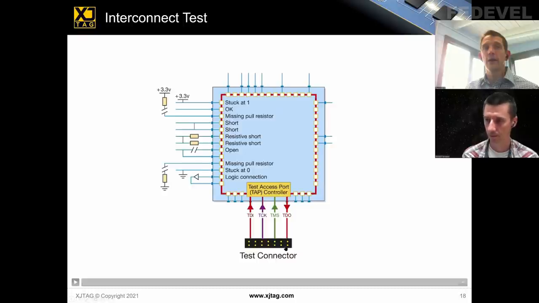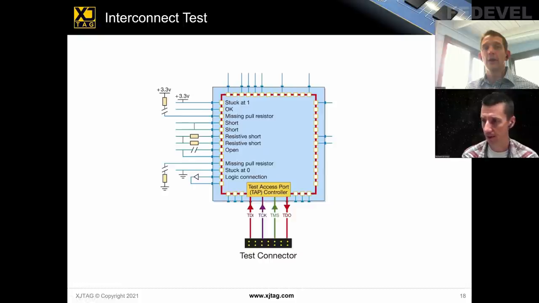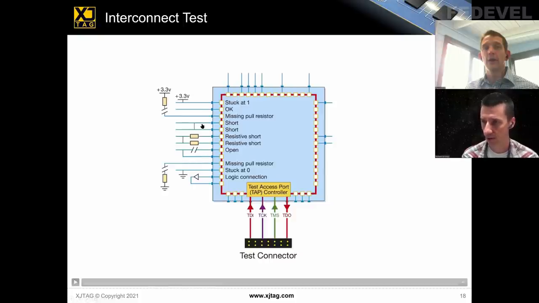So that's normally step one of boundary scan testing, controlling the pins on the JTAG device that you can control. How do you check the resistive short? What's the difference between a resistive short and a direct short? That's a very good question.